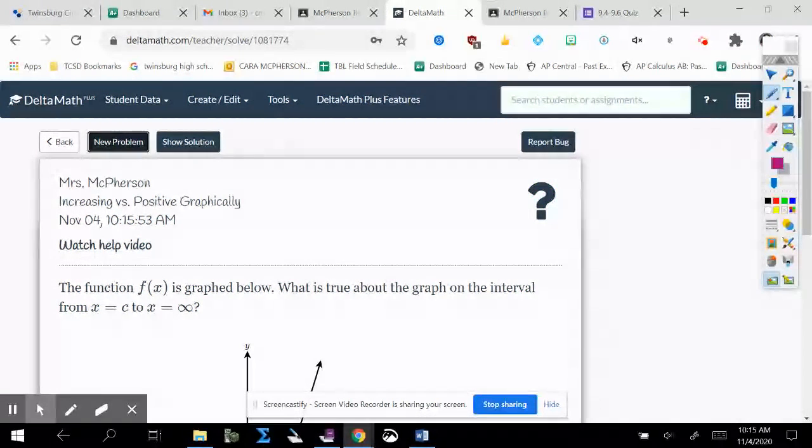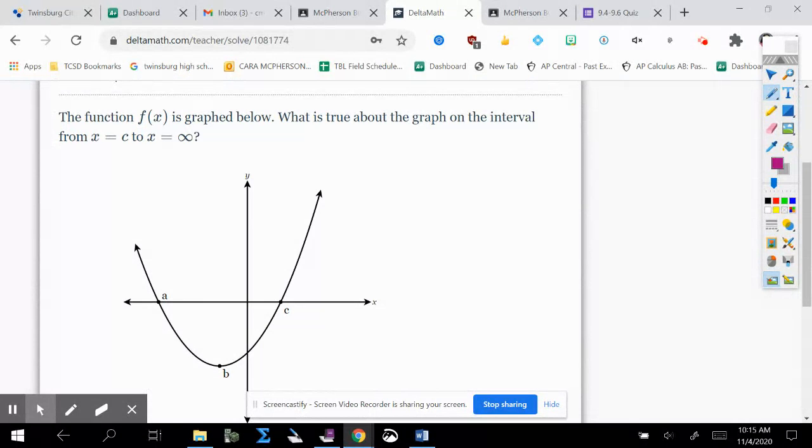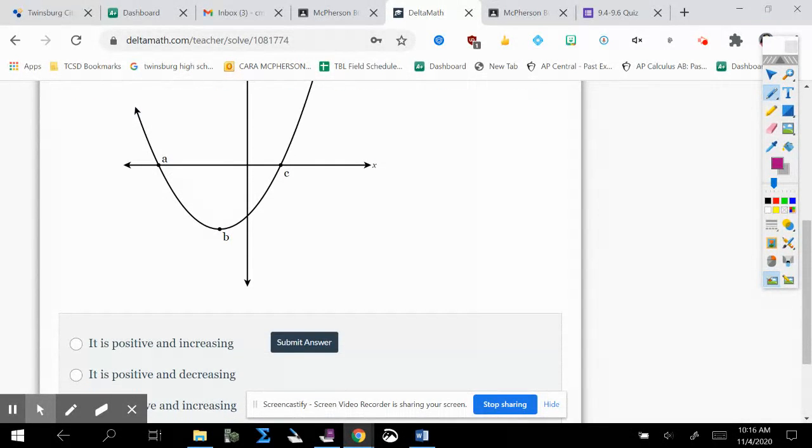Let's do one more of these. This one wants to know, what do we know about the graph from C to infinity? Anytime we're going to infinity, basically we mean the rest of the graph is going to act the same. So we're starting at C where it crosses the x-axis, and then it just keeps going. A couple of things that we notice: it is on its way up. It is moving upwards, so that means it is an increasing function. It's actually increasing pretty rapidly. The other thing we notice is that it's above the x-axis. So this is another positive and increasing interval.